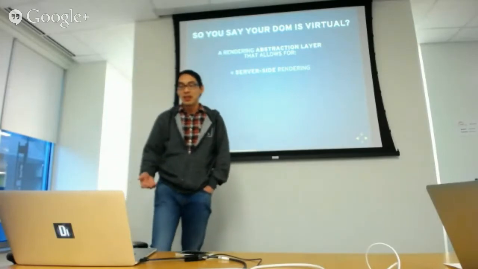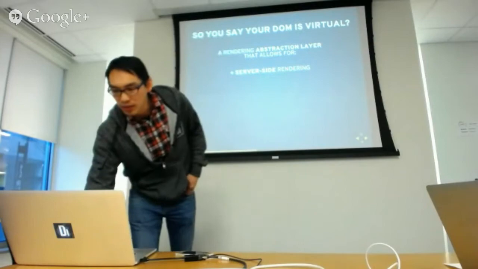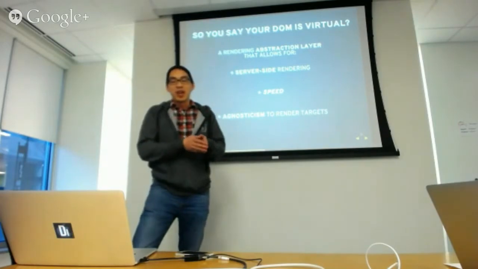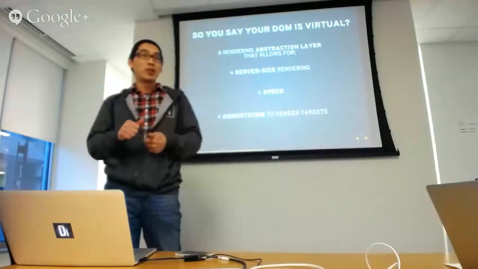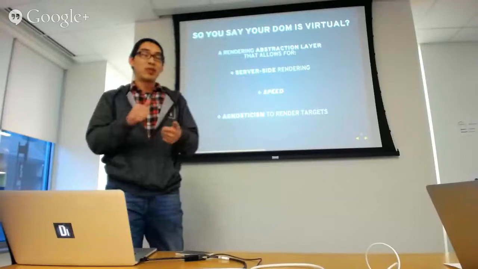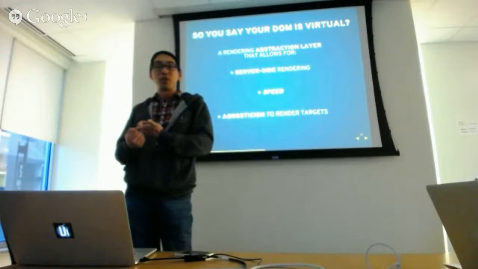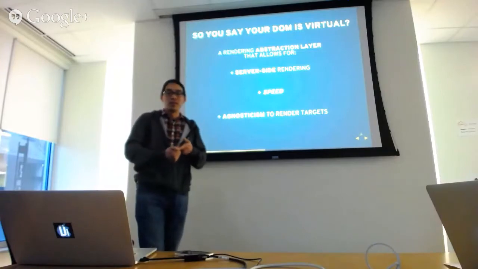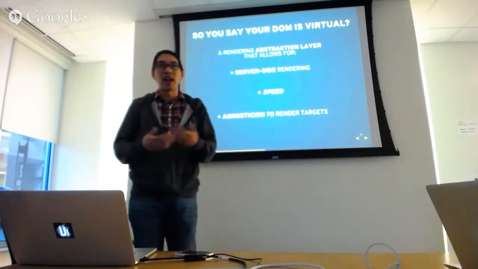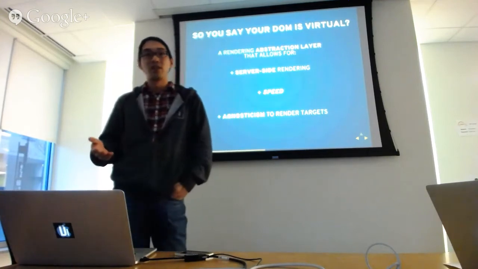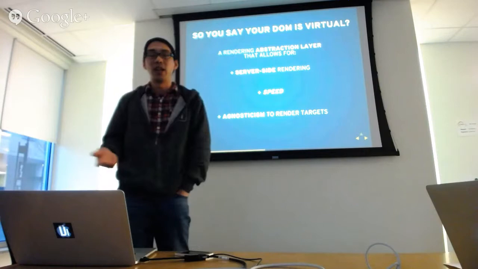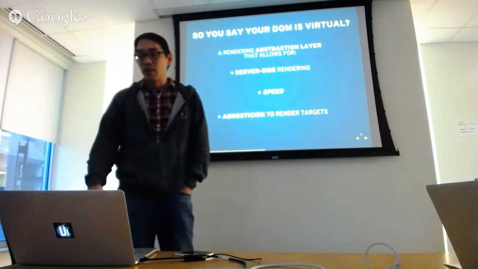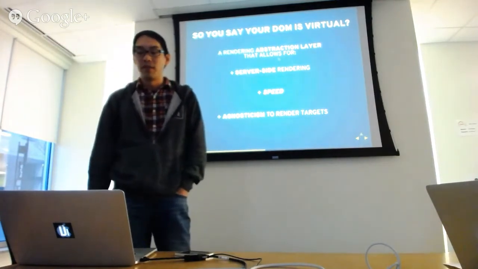So the cool thing is, since it's an abstraction layer, it's agnostic to your render target. So if you want to render to the DOM, you can do that. If you want to render to a string on the server, you can do that. It's trivial. If you want to render to a canvas element, Flipboard recently released this React Canvas library that lets you create basically web pages with Canvas. You can do that with React. And then of course there's React Native, which lets you compile down to native iOS.